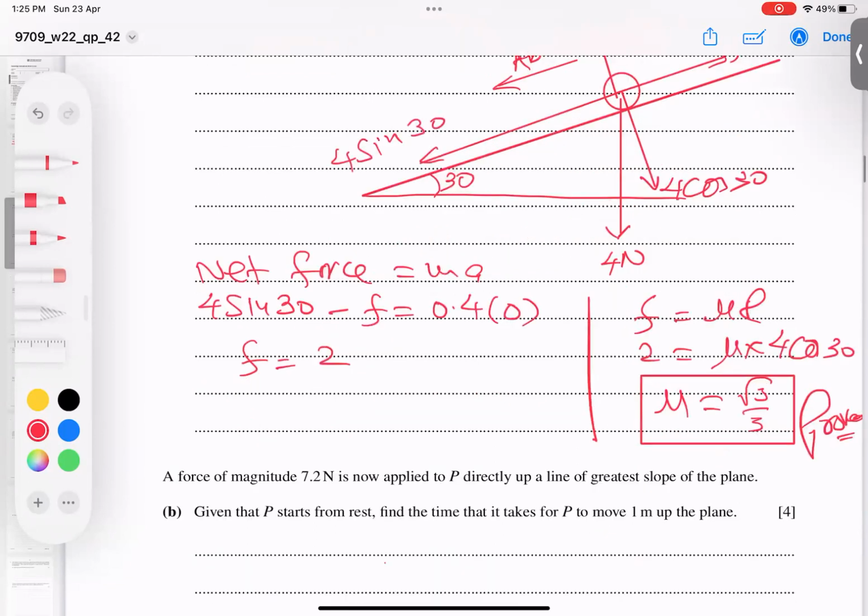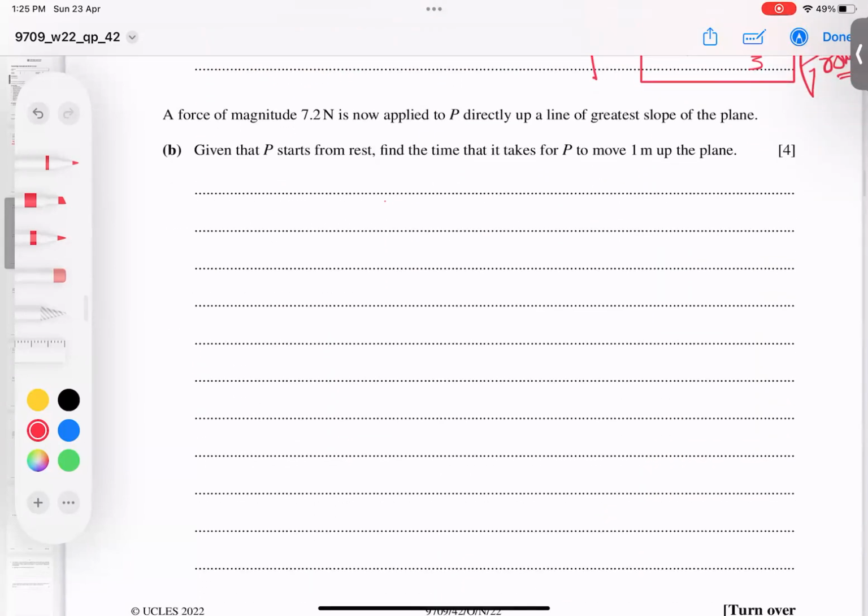Next part: a force of magnitude is now applied, directly up the slope. Okay, first no force was acting, but now a force is acting. The angle is 30 degrees, the mass is placed here, and a force of 7.2 newtons is acting.